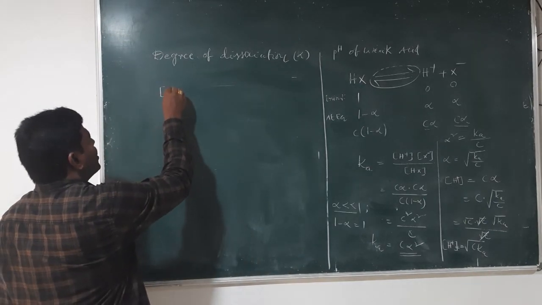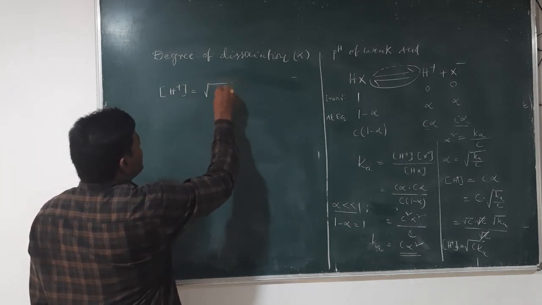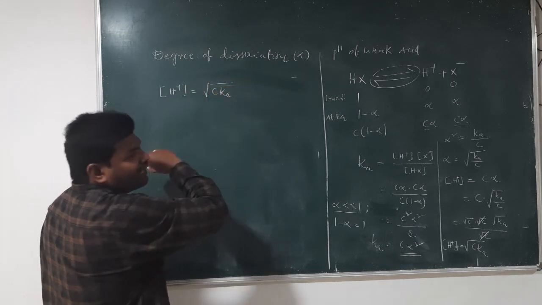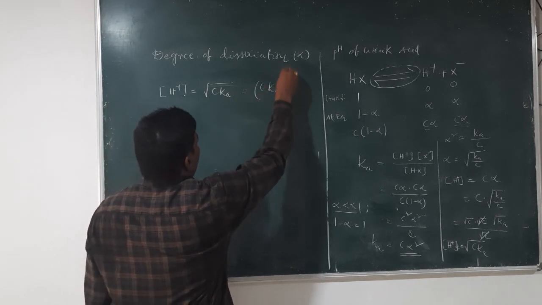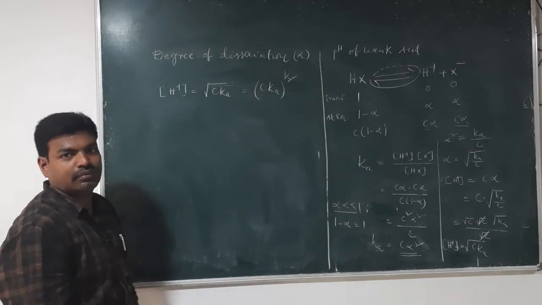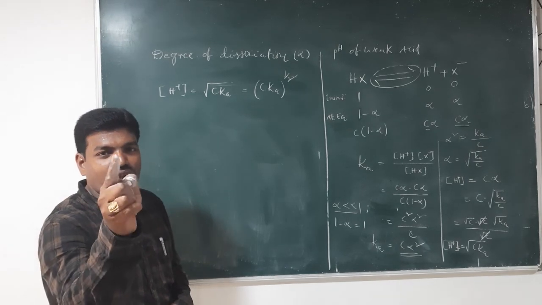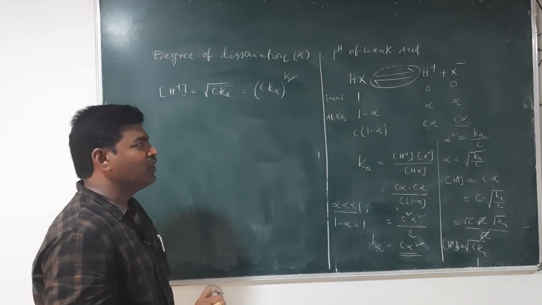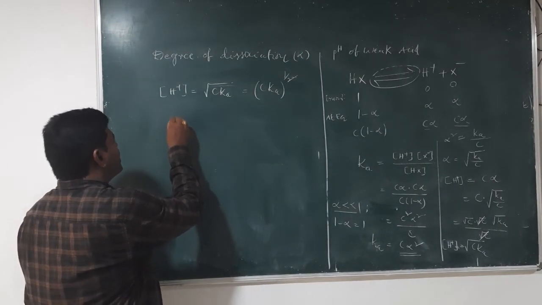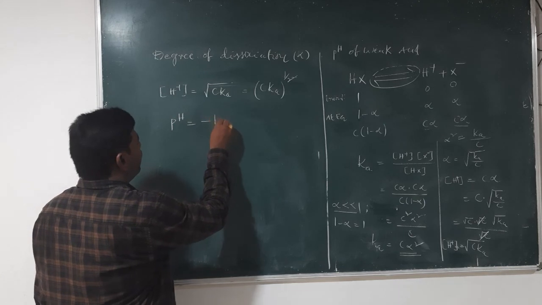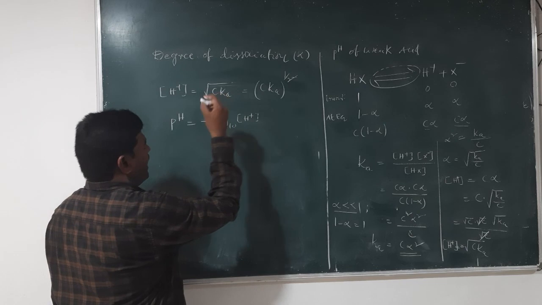So, the concentration of H plus ion is root CKa. This can be written as (CKa) whole power 1 by 2. And actually, what is our aim? To calculate the pH of a weak acid or weak base. So, what is the definition of pH?